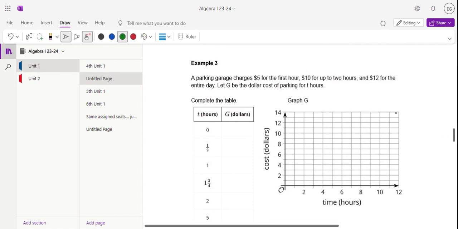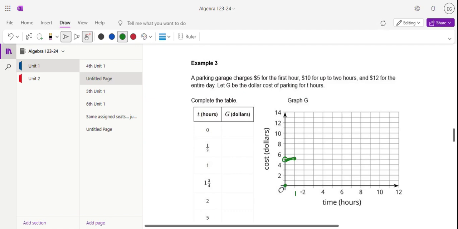Example 3 here, we're going to make our own again, but based on some information given. So a parking garage charges $5 for the first hour. So here's 1 hour, and it's $5 for that first hour. So in that first hour, we're going to include that, and we're going to come across here. If you never park in the parking garage, it's going to be $0. So you could put an open circle there and then kind of go through it.